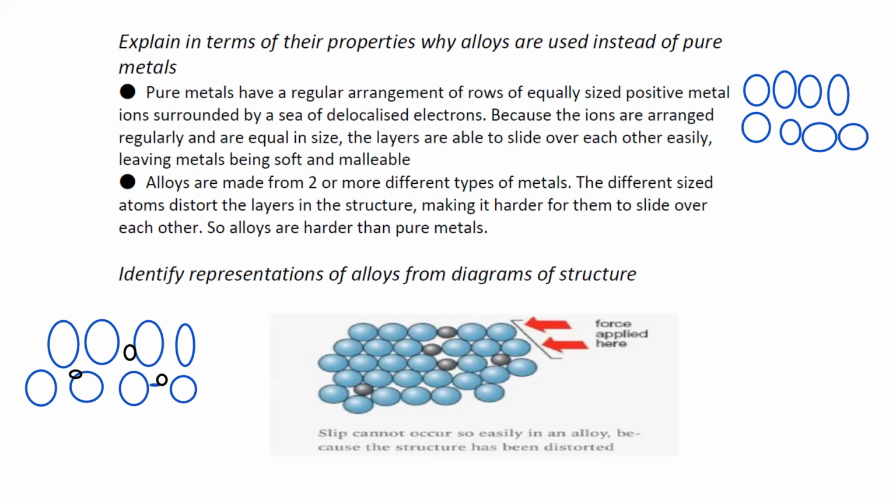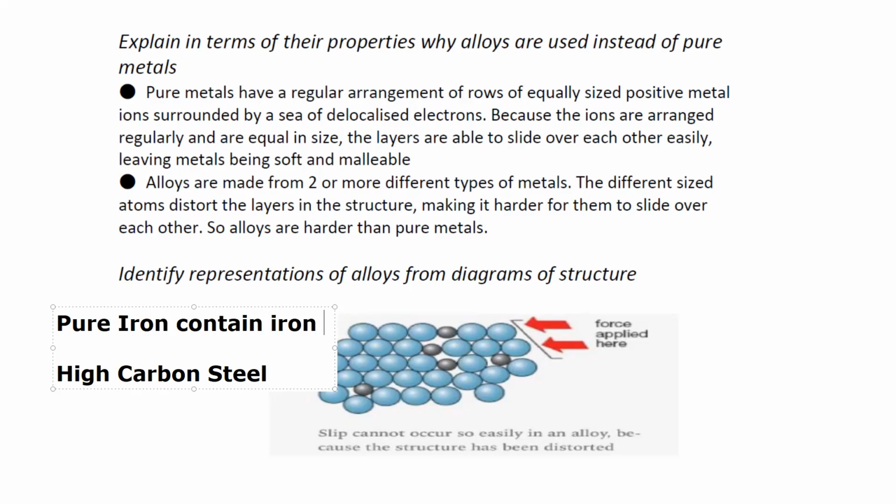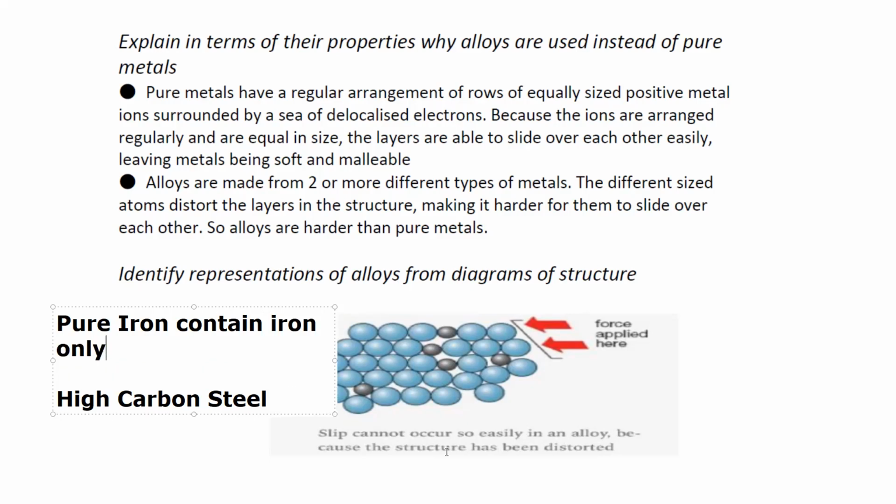So if I say we have two alloys: pure iron and high carbon steel. The pure iron contains iron only, whereas high carbon steel contains iron and carbon.